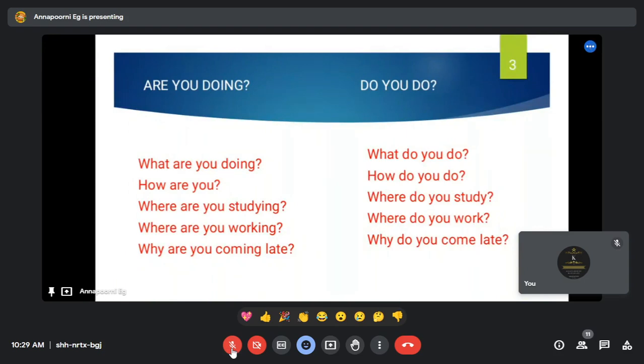So next is, how are you and how do you do? Let's see this difference. Here you can find there is no difference in the meanings. How are you and how do you do have almost the same meaning, but how do you do is particularly used only in official places.